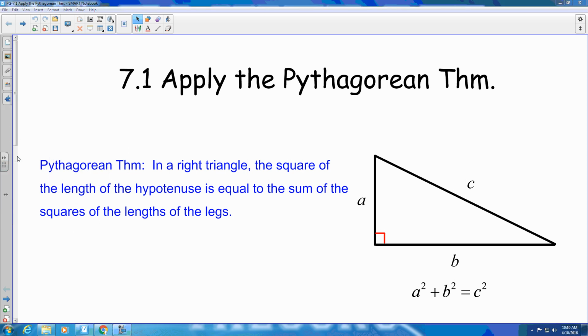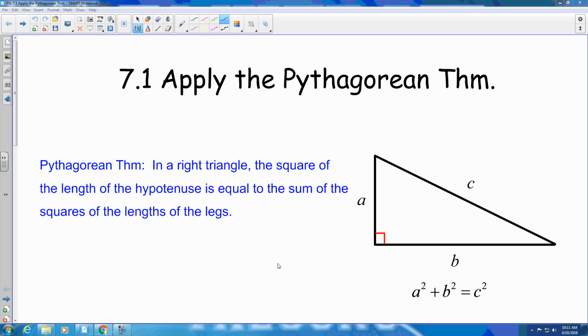All right, we are in a new chapter, chapter 7, and chapter 7 deals with concepts with right triangles. To start, in section 7.1, we're going to look at being able to apply the Pythagorean theorem. Now, this, for the most part, should be review. We should be pretty familiar with the Pythagorean theorem.